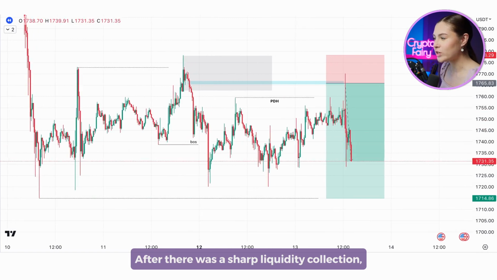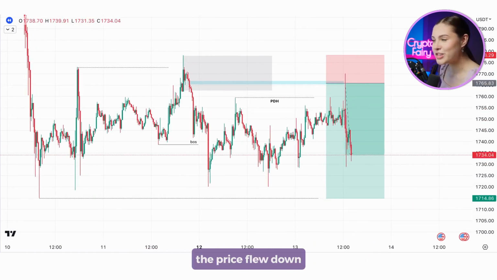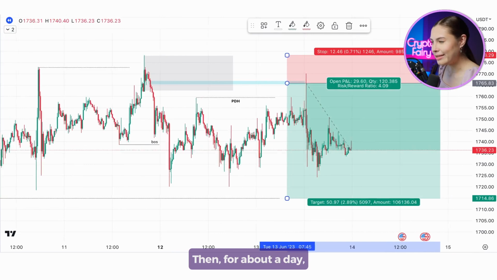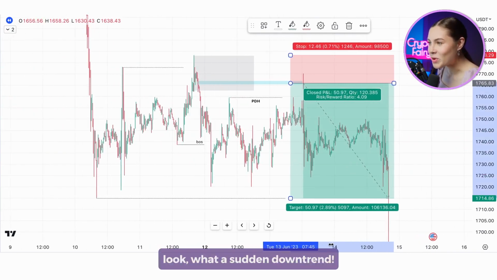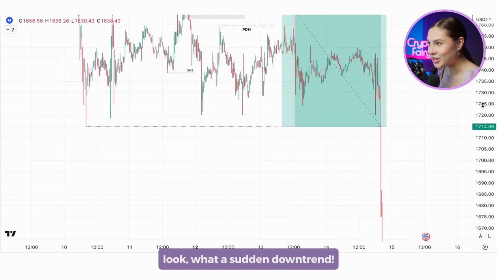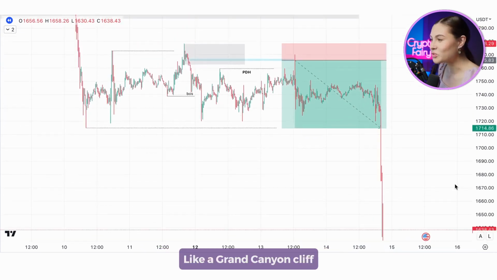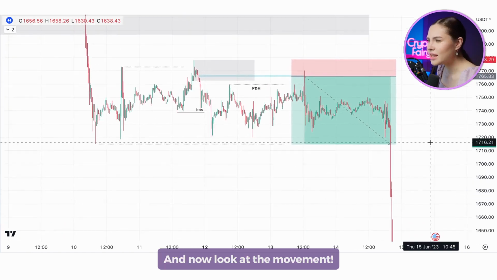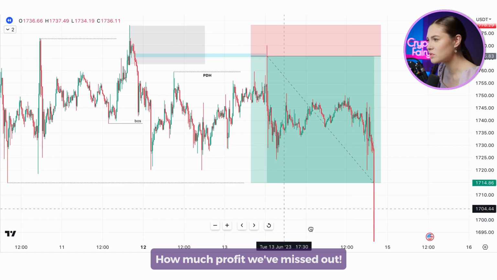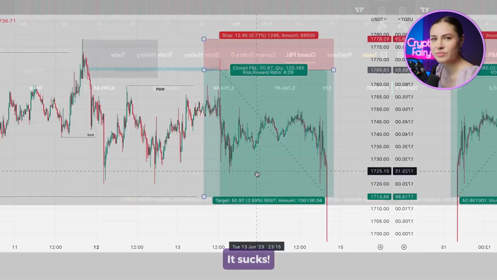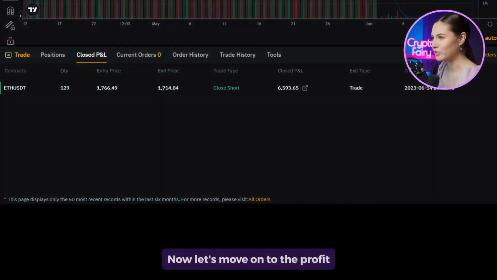After there was a sharp liquidity collection, the price flew down. Then, for about a day, it moved in the range like that. And then, look, what a sudden downtrend. Cool, right? Like a Grand Canyon cliff. And now look at the movement. How much profit we've missed out. It sucks. Now let's move on to the profit.